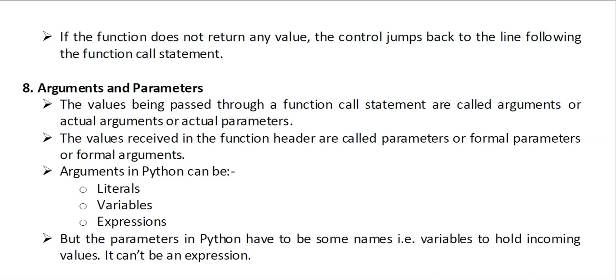But the parameters in Python have to be names. The parameters means the names that are mentioned in the function header. They cannot be expressions. You cannot write def square x plus y. You must write def square x. Expressions cannot be used as parameters in the function definition. Expressions can be used in arguments, that is in the function call. You can pass 3 plus 5 in the square function, but you cannot write def square x plus y in the definition. You can use it in the call.